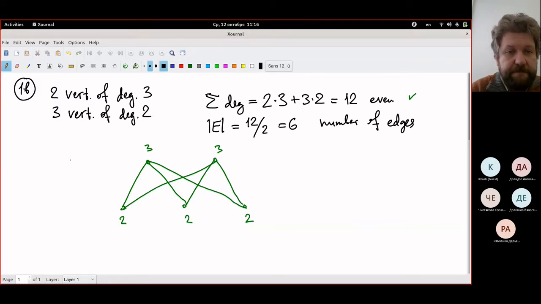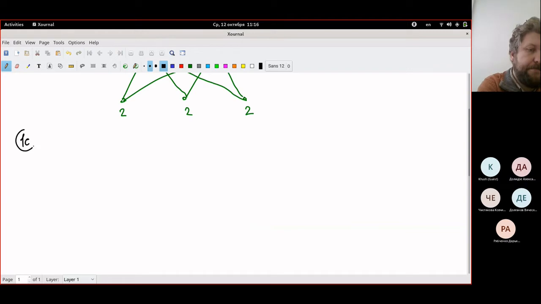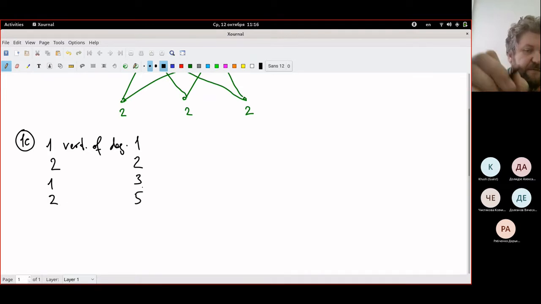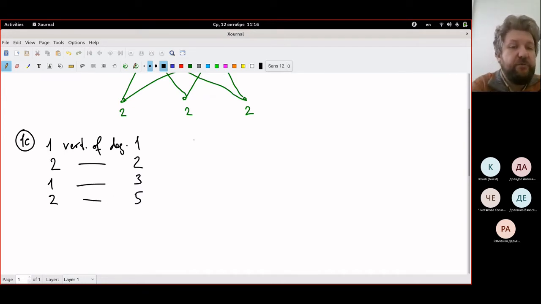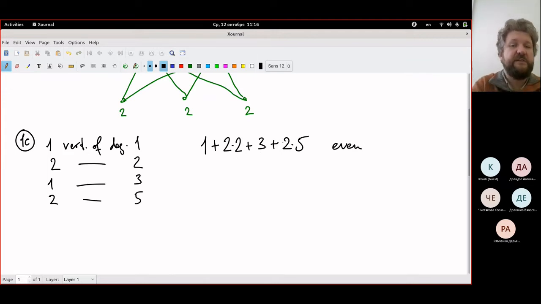Now let's go to 1C. Here we have one vertex of degree 1, two vertices of degree 2, one vertex of degree 3, and two vertices of degree 5. Again, the sum is okay. We'll have 1 plus 2 multiplied by 2 plus 3 plus 2 multiplied by 5. This is even because 1 plus 3 is 4 and everything else is even. Does there exist such a graph? Why?